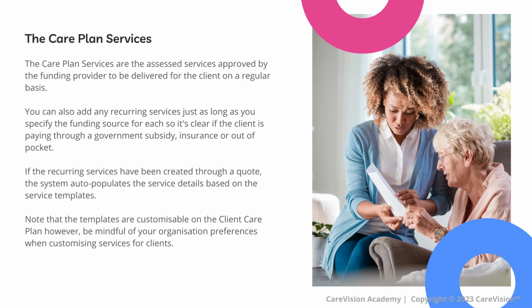The care plan services are the client's assessed services approved by the funding provider. These are scheduled to be delivered to the client on a regular basis. You can also add any recurring services just as long as you specify the funding source so it's clear if the client is paying through a government subsidy, insurance, or out of pocket.